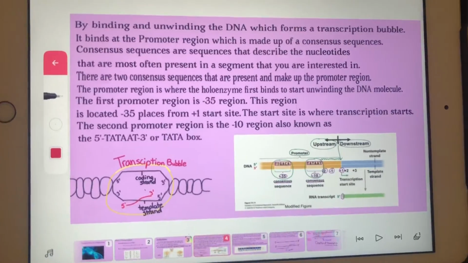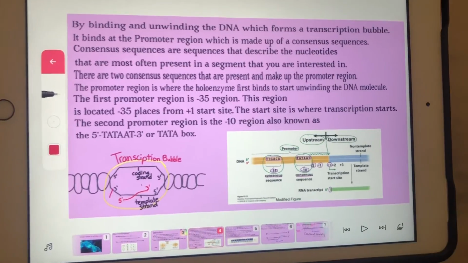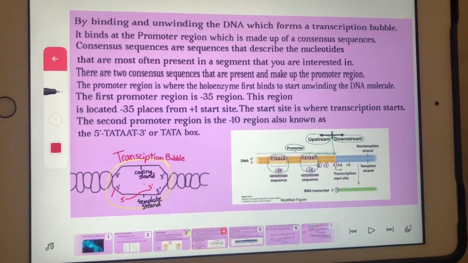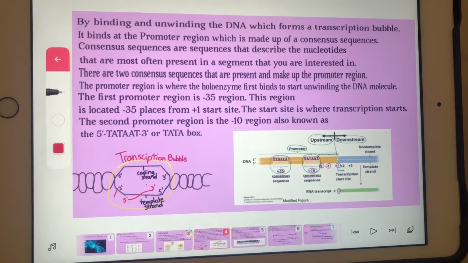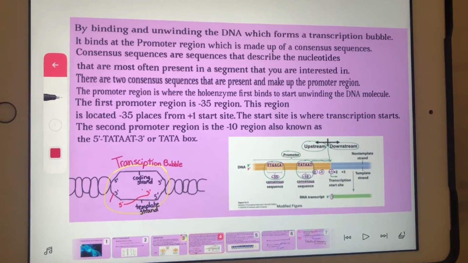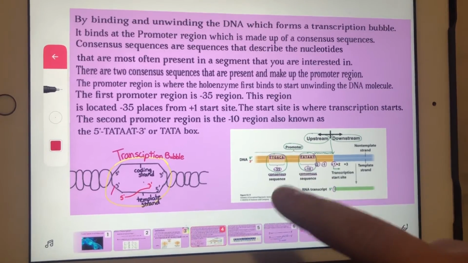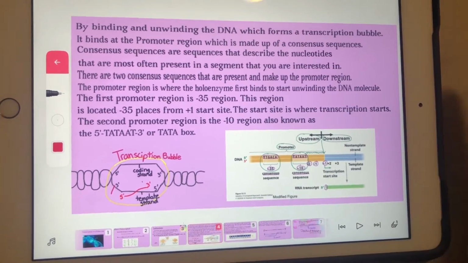By binding and unwinding the DNA, which forms a transcription bubble, seen here, it binds at the promoter region, which is made up of consensus sequences. Consensus sequences are sequences that describe the nucleotides that are most often present in a segment that you are interested in. There are two consensus sequences that make up the promoter region. The promoter region is where the holoenzyme first binds to start unwinding the DNA molecule.